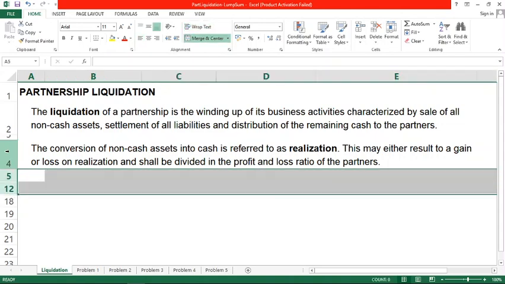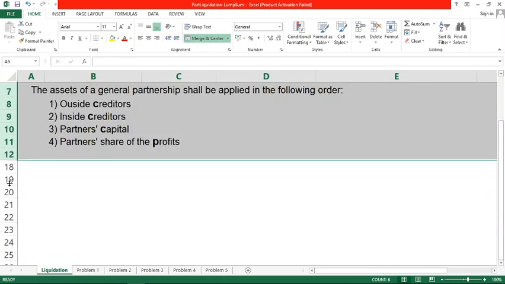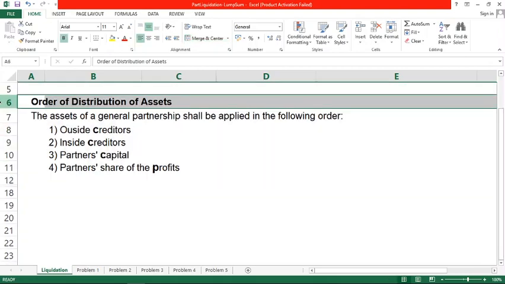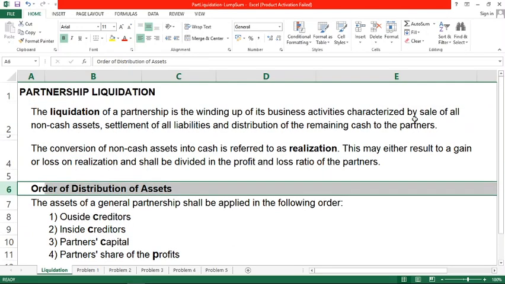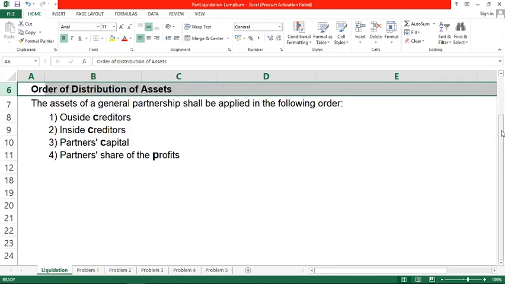So another thing that we have to remember in partnership liquidation is this order of distribution of assets. So once we liquidate, we usually distribute the cash assets, right? Because part of the liquidation is the conversion of non-cash to cash. So it's very rare that we give equipment to the old partners or to the partners in the partnership. So most of the time we give them cash. But there is this what we call order of distribution of assets.